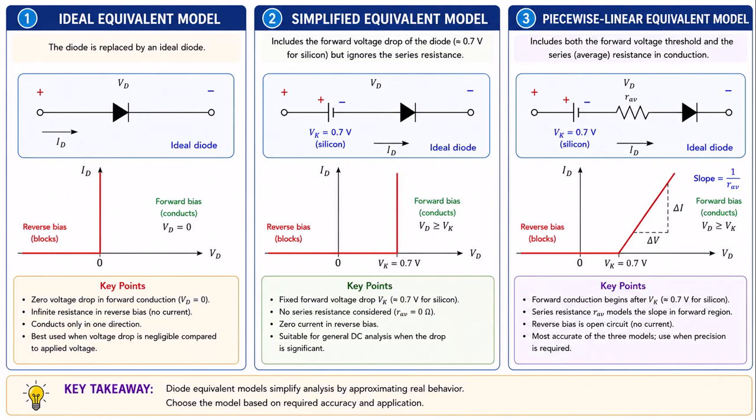In the ideal model, the entire input voltage may appear across the load during conduction. In the simplified model, approximately 0.7 volts must be subtracted for each conducting silicon diode. In a bridge rectifier, two diodes conduct during each half cycle, so the total approximate diode drop becomes 1.4 volts. The main takeaway is that diode equivalent models simplify circuit analysis by approximating the behavior of a real diode. The appropriate model should be selected according to the required accuracy and the application.